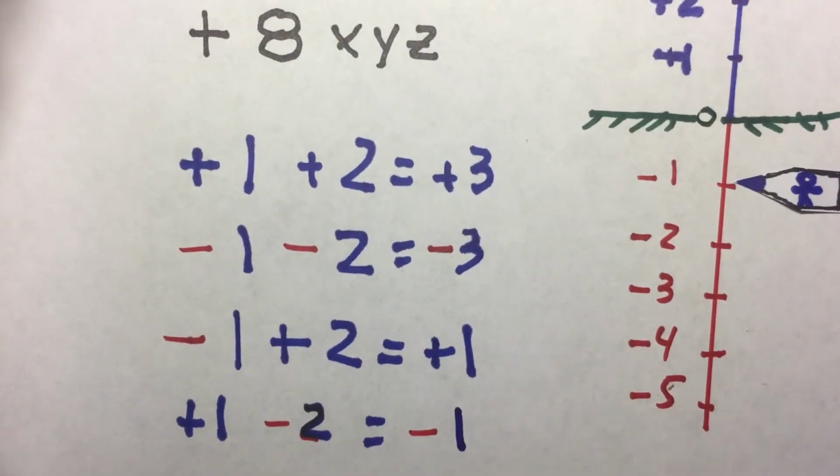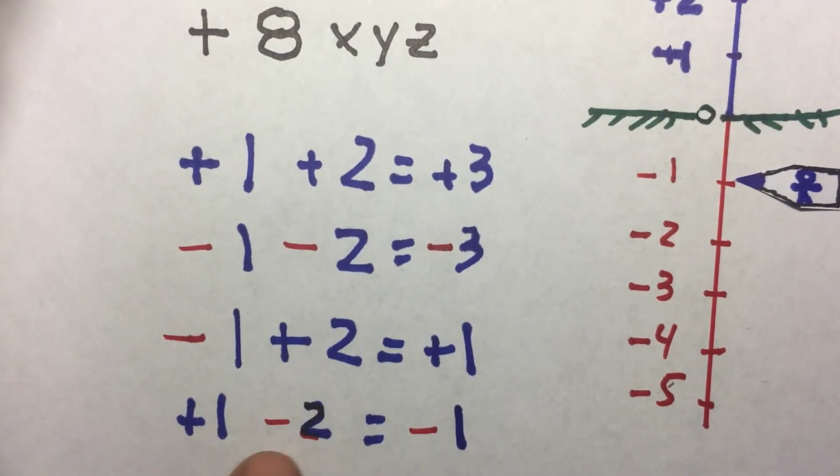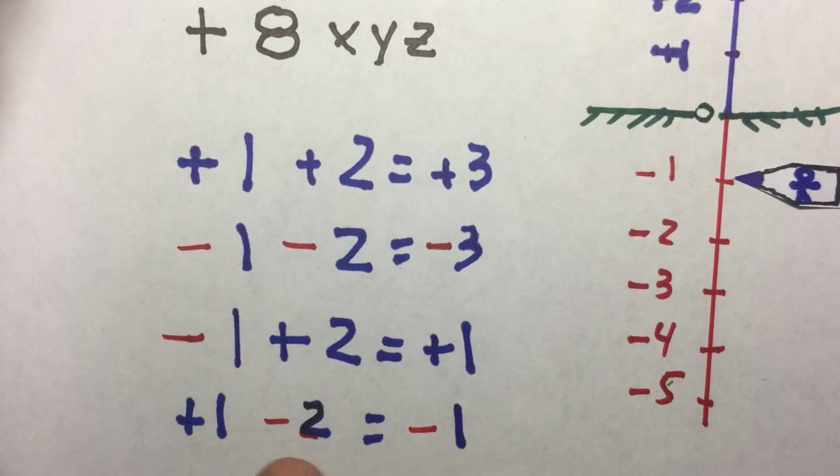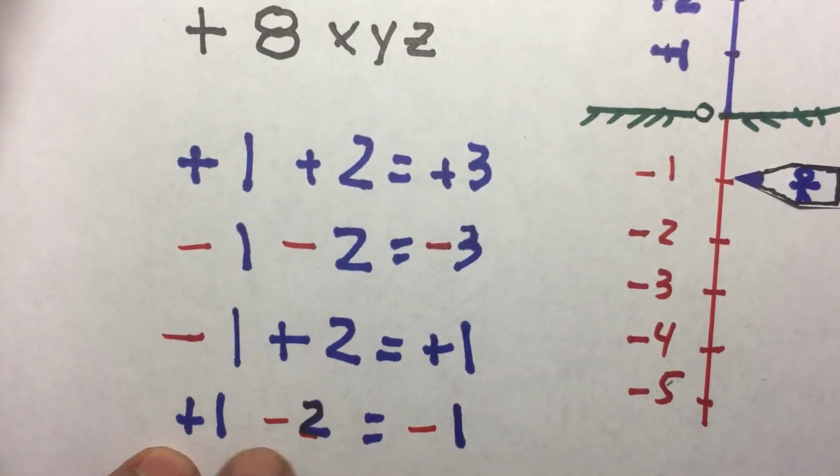1. And the rule was that when we add algebraically two numbers with different signs, the result is the sign of the largest. Which was the largest? 2. So the sign was negative. And then we subtract the numbers. 2 minus 1 is 1.